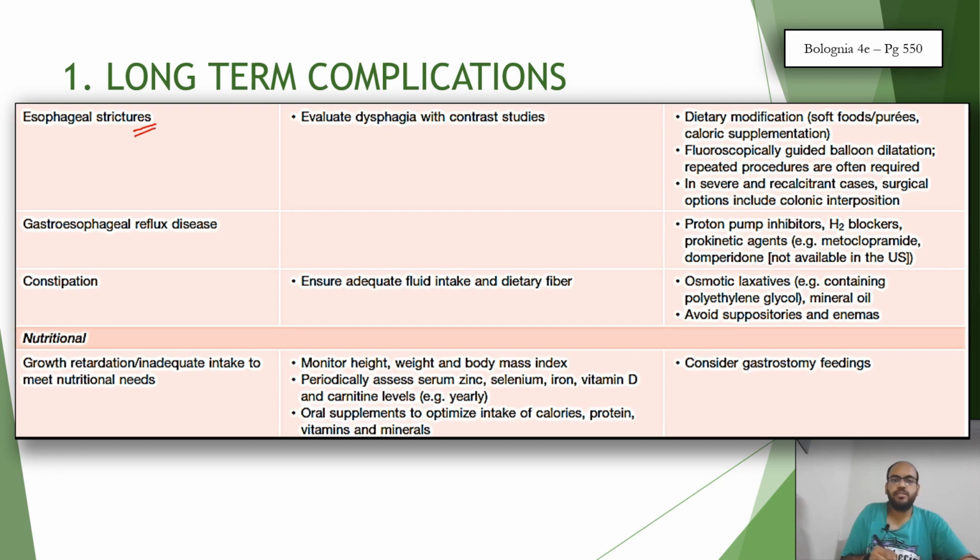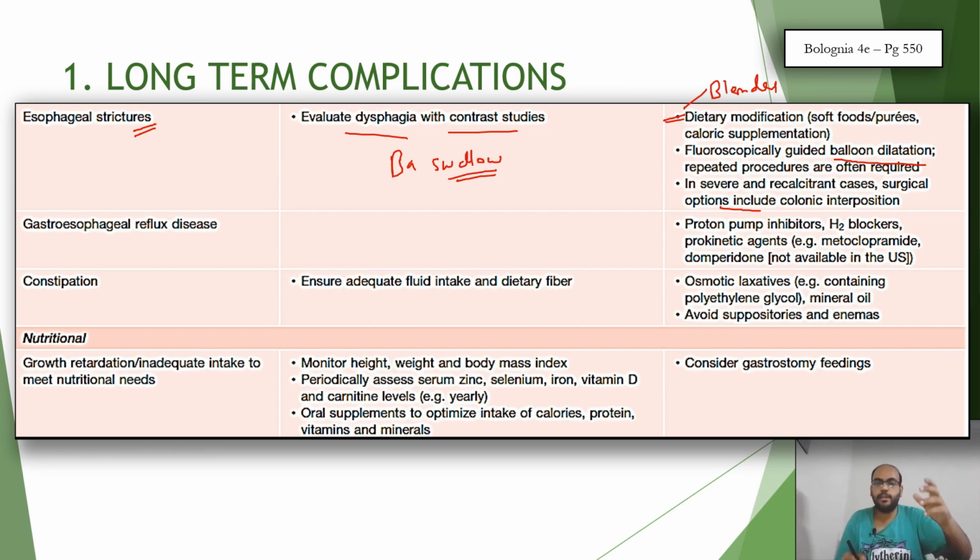In managing esophageal strictures, you have to evaluate dysphagia with contrast studies. For example, barium swallow, like we do in systemic sclerosis, can be done to find out the level of the contractures. You modify the diet by pushing to soft food. Again, blenders come here. Okay, so blenders are actually important. Fluoroscopic guided balloon dilatation so that you can dilate the strictures. And in severe recalcitrant cases, you can have surgical removal of the stricture part and connection of the anastomosis. So that can also be undertaken in select cases.